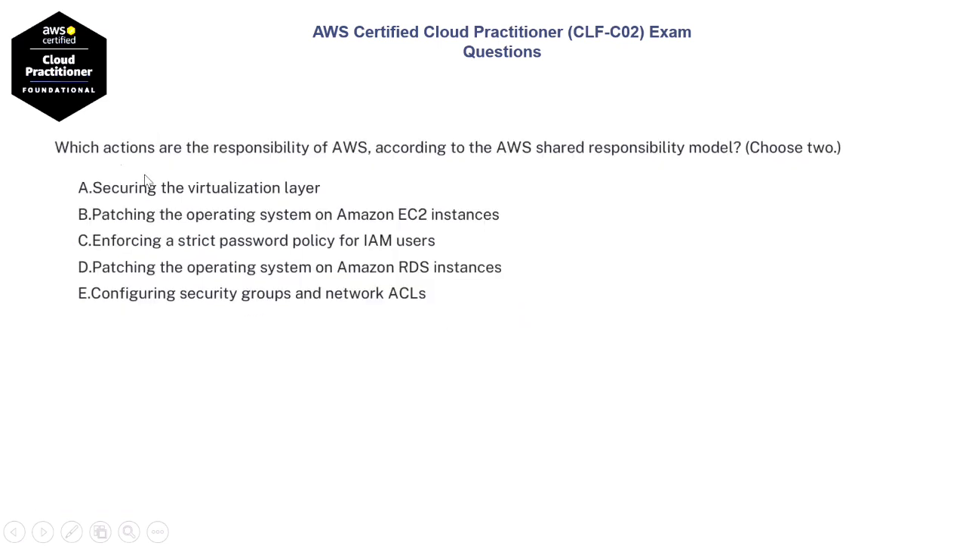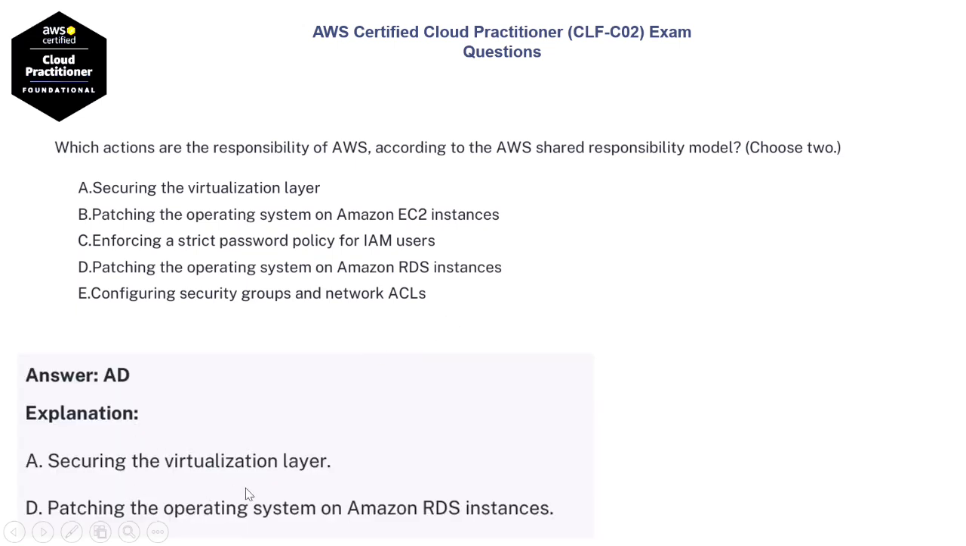Next question. Which actions are the responsibility of AWS according to the AWS shared responsibility model? Choose two options. Option A, securing the virtualization layer. Option B, patching the operating system on Amazon EC2 instances. Option C, enforcing a strict password policy for IAM users. Option D, patching the operating system on Amazon RDS instances. Option E, configuring security groups and network ACLs. The right options are option A and option D.